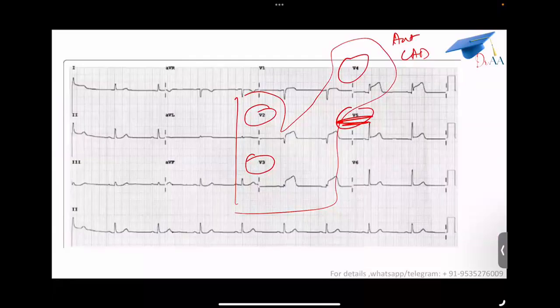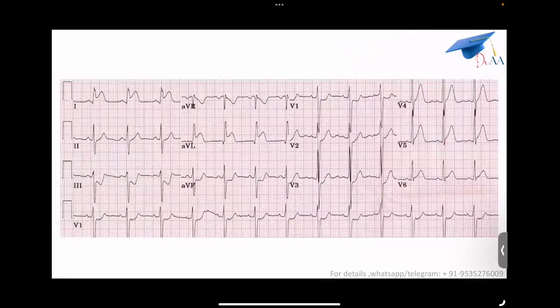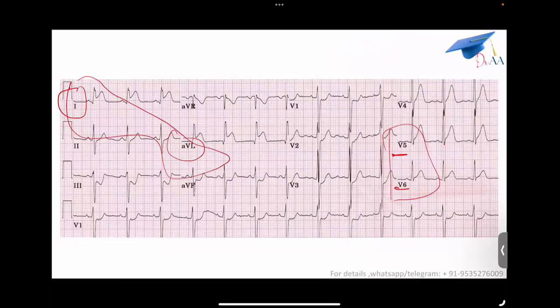Coming to the ECG pattern, sorry for the delay. Here, we are seeing ST segment elevations. We can see ST segment elevation in I and aVL predominantly, not seen much in V5, V6. Though it is not seen predominantly in V5, V6, I and aVL are involved, so it is a lateral wall MI. Most likely it is an LCX involvement, that is left circumflex artery involvement.